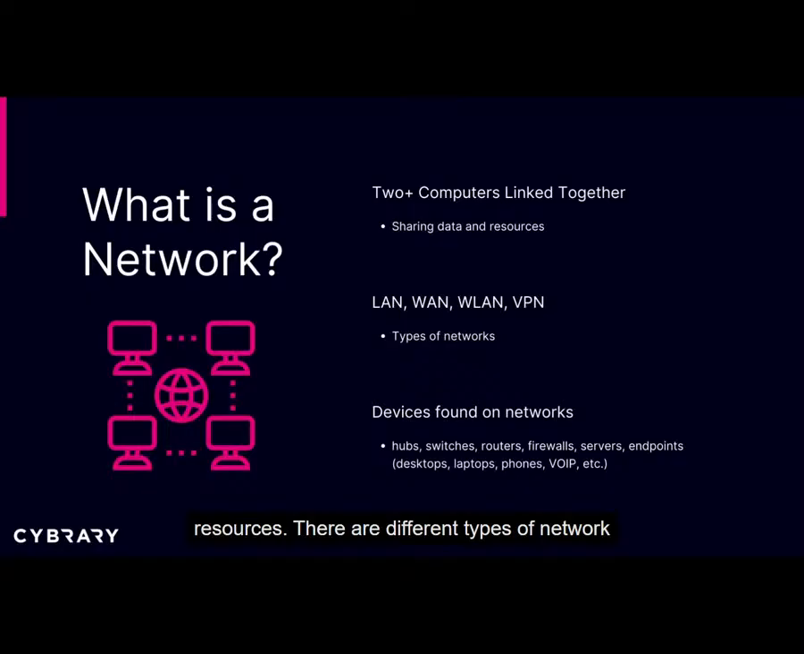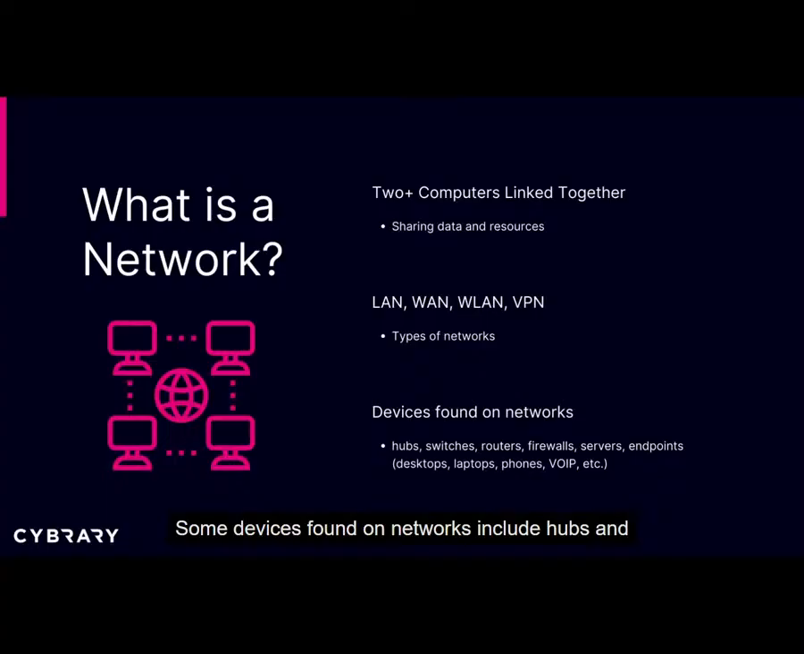There are different types of network. A LAN is a local area network, so a network that's usually just restricted to a single building. A WAN is a wide area network, so that's usually over a large geographic area like a university campus and includes multiple buildings. A WLAN is a wireless LAN, so this is like your home Wi-Fi network. And a VPN is a virtual private network. You're probably used to connecting to a VPN for work, and it allows you to connect over the internet in a secure way and uses encryption to keep that connection secure.